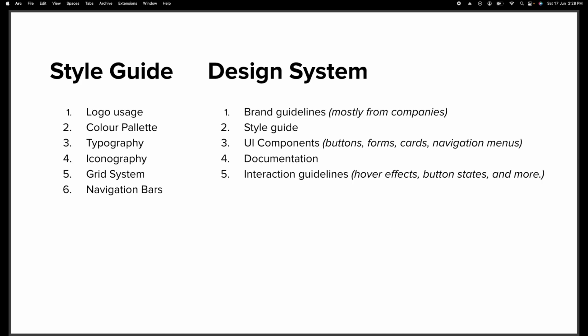The contents of a style guide include, but are not limited to, the logo usage, the color palette, which talks about the colors you want to use for your design, the typography, which is the typefaces you want to use for your design, iconography, which are the icons you will use for your design, grid system, which is how your design should be aligned, and navigation bars, which talks about navigating through your product.